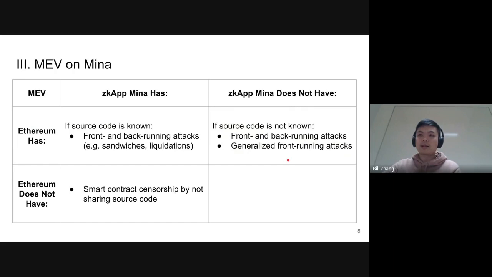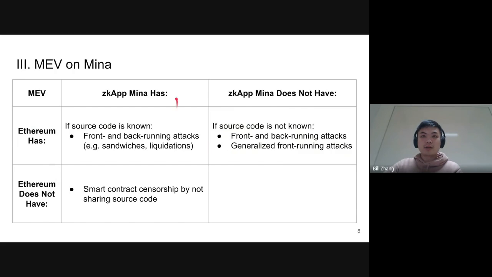And also the fact that inputs on ZK apps are also private helps reduce the chance that generalized front running could succeed even if you knew the source code, because in that case, you don't know what inputs the original user was giving the smart contract in order to trigger that desirable output.